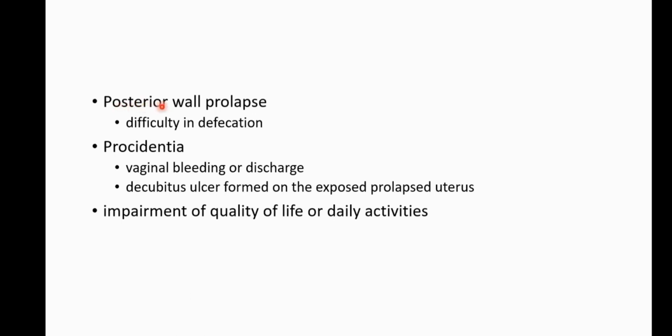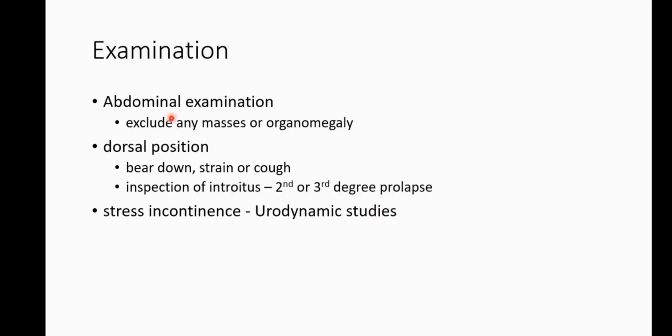Now, as far as the posterior wall prolapse is concerned, the patient experiences difficulty in defecation. So she has to manually reduce the prolapse, and then she defecates. And in procidentia, there might be some bleeding, because an ulcer is formed, which is called a decubitus ulcer, because of the exposed prolapsed uterus. And ultimately the daily activities of the patient are affected.